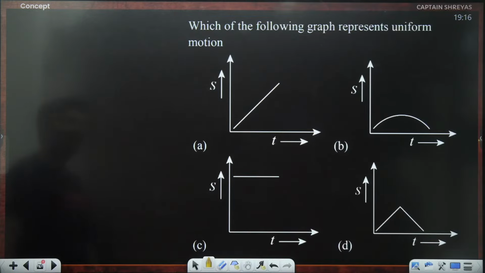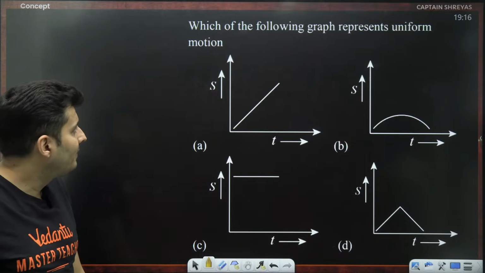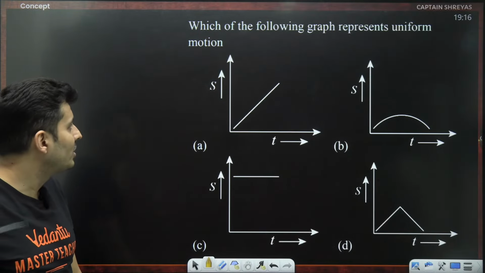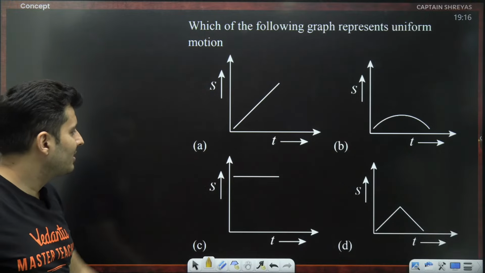Moving on to the next one. Which of the following graphs represents uniform motion? These are all displacement-time graphs. Uniform motion, guys. This is at rest.